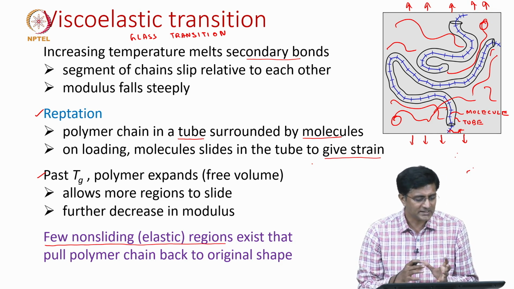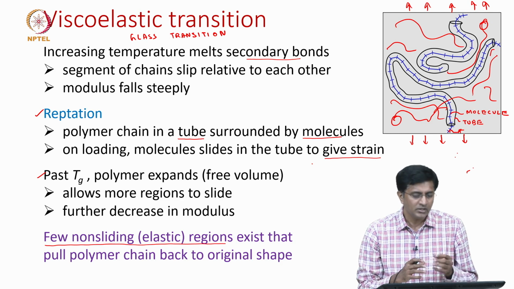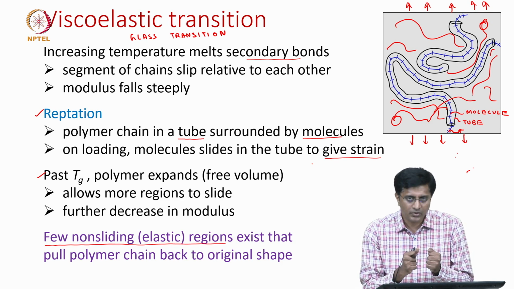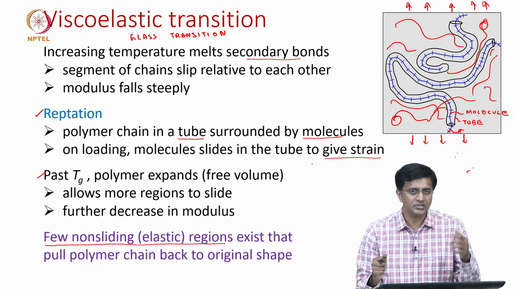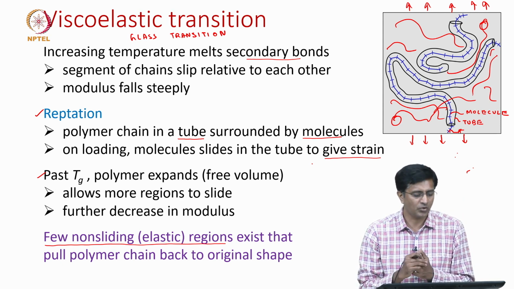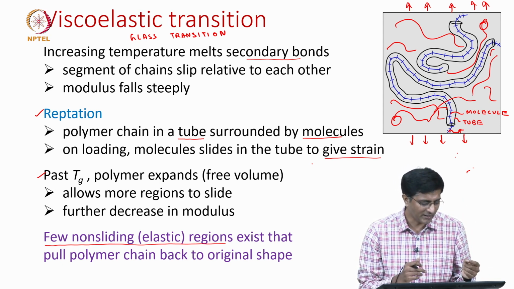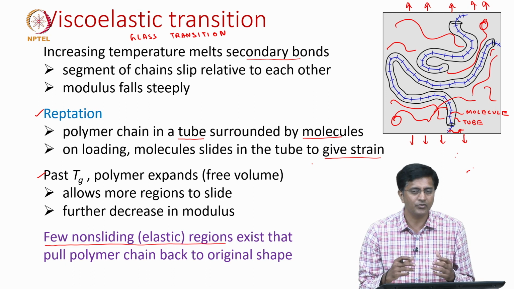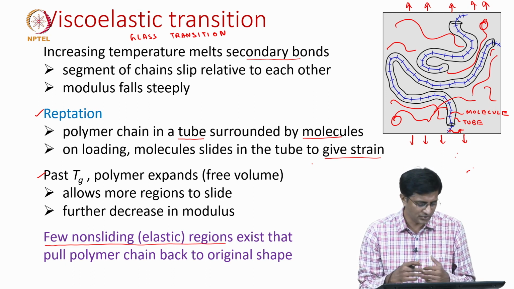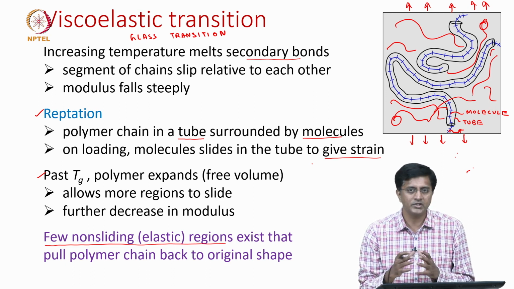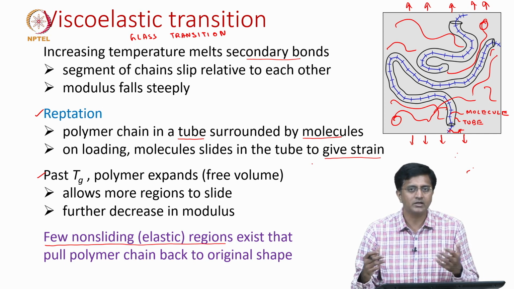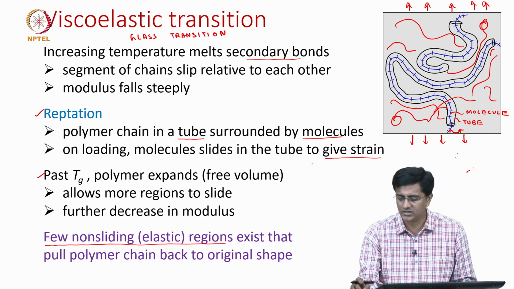So what we are seeing in this glass transition is, there are two things which help to achieve these large strains or the large decrease in the modulus. These are this reptation mechanism and the increase in the free volume, which leads to movement of these chains, and that explains the large changes in the modulus.